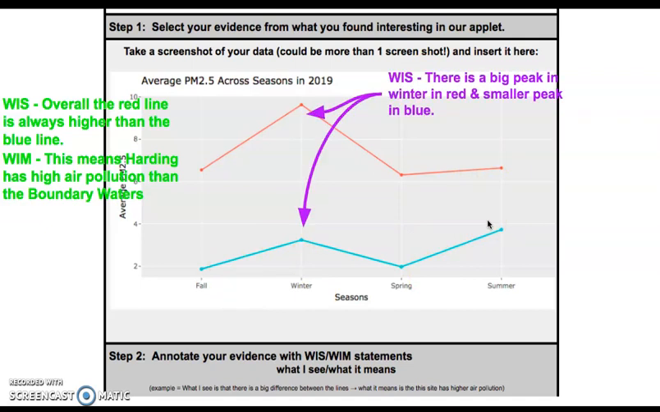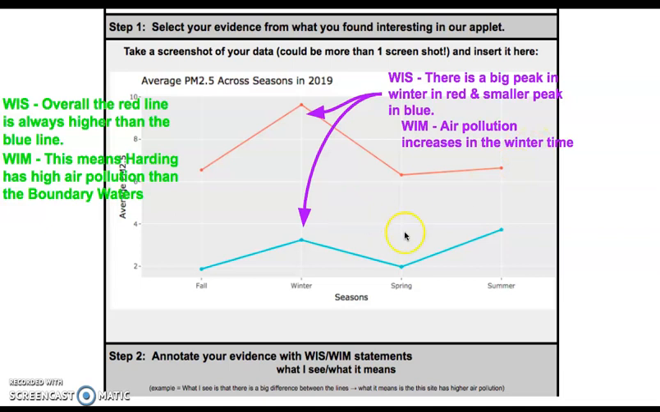Then I'm going to go ahead and notice, oh, look, there's this funny peak. There's a peak in winter in red, and a smaller peak, there's still this peak here in blue. And I want to think about what that is telling me about air pollution. What it means is that air pollution increases in the wintertime.